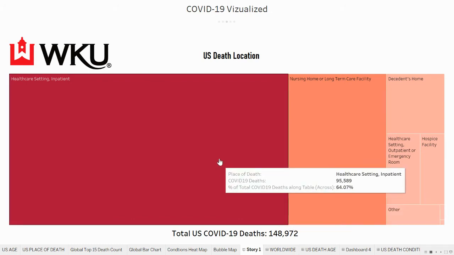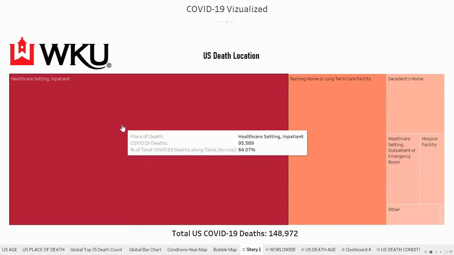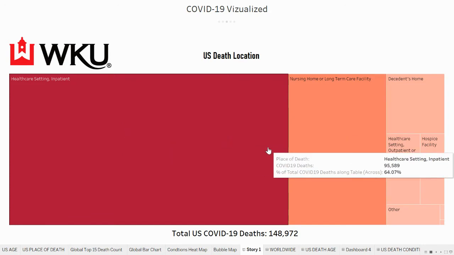COVID-19 deaths of the 148,972, 95,000 and a total of 64% of them have died in healthcare settings, so healthcare inpatient settings. So that's like somebody being in a hospital under inpatient care and they died there. So certainly you can tell that hospitals were definitely very busy for a while and still are.